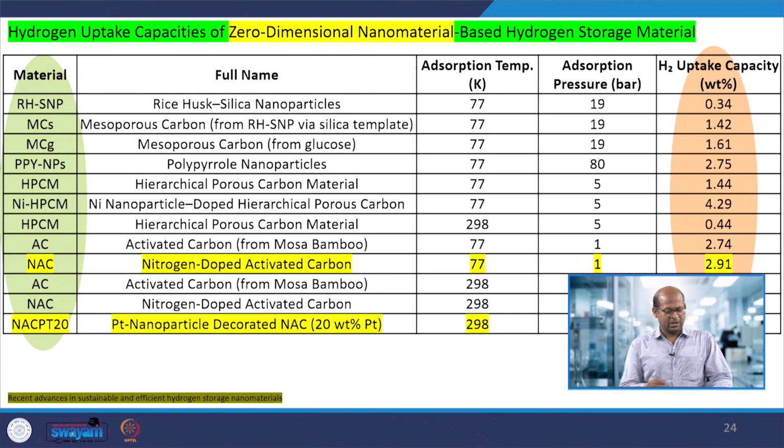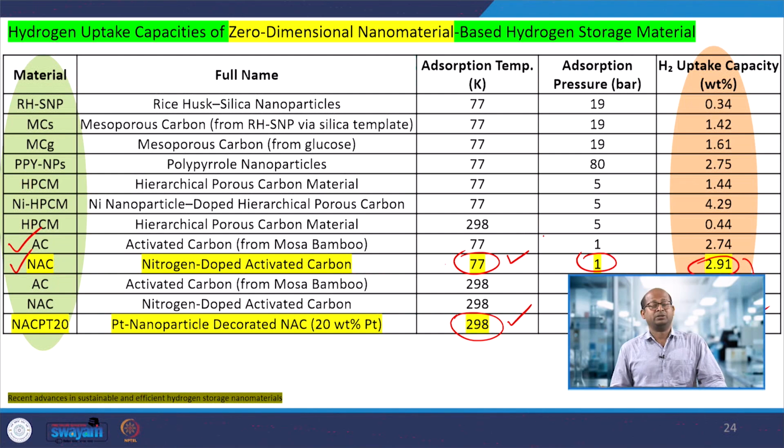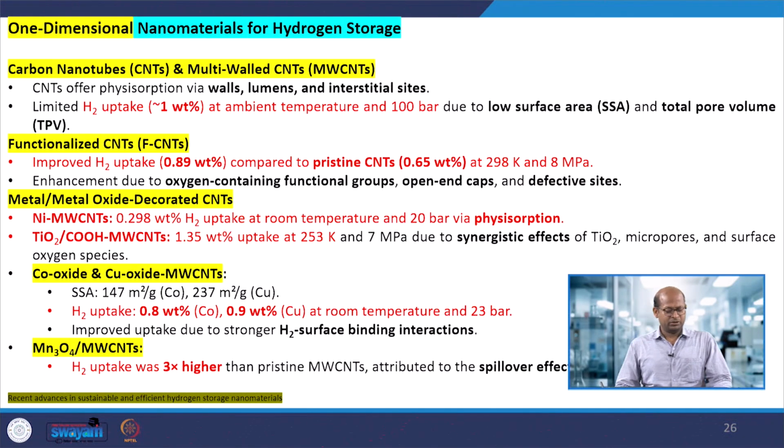So here you can see the list of different materials. Here nitrogen doped activated carbons are used for storage of hydrogen. So at 77 kelvins, 1 bar, that amount can be stored, and platinum based materials at room temperature, depending upon the temperature, store different amounts of hydrogen. Okay. So then one dimensional nanomaterials for hydrogen storage.